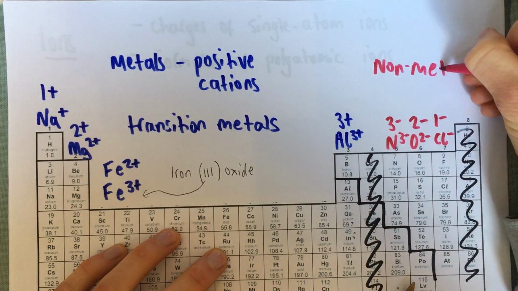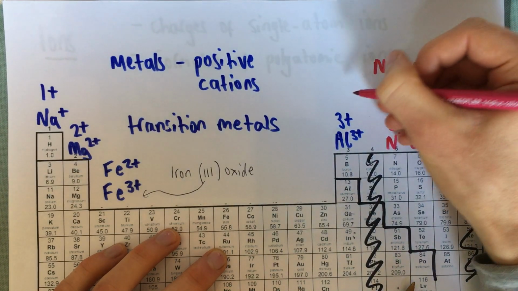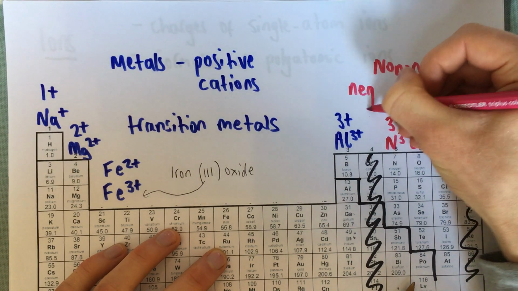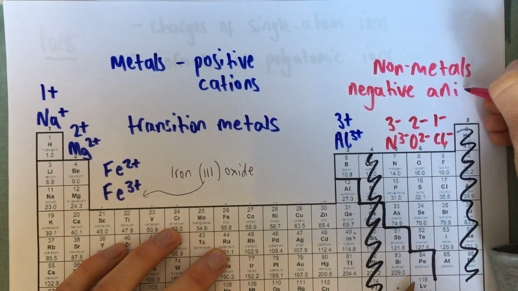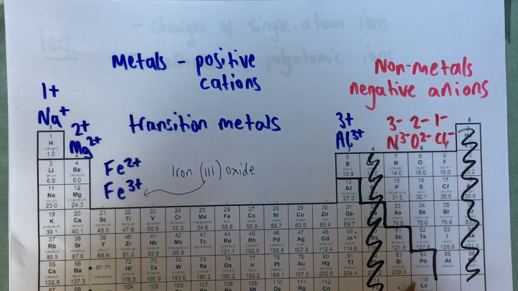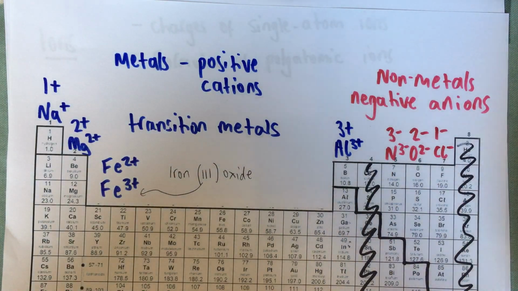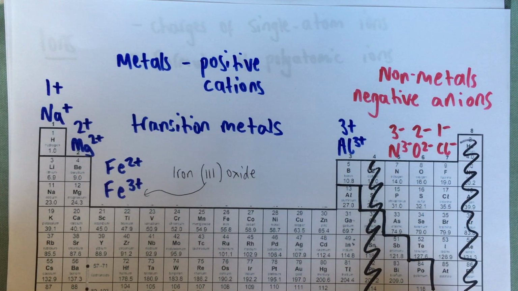non-metals will gain electrons and make negative ions, and we call those anions. That is it for simple ions. Just use your periodic table to tell you.